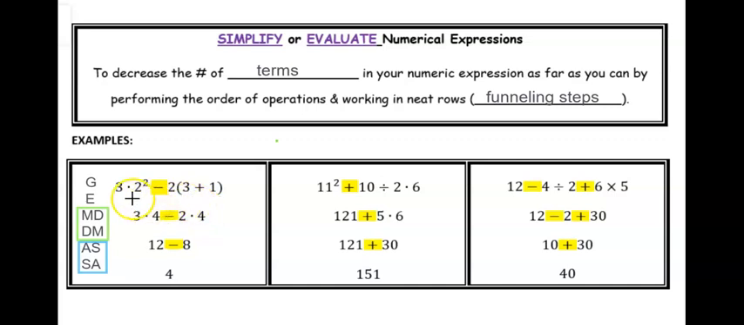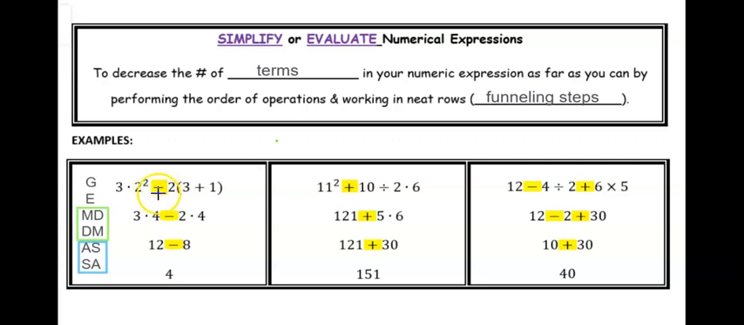So first thing you'll notice is that the minus sign is highlighted in this numeric expression. It's numeric because it's all numbers in my expression, and I have terms. And our terms are separated by the pluses and minus signs. And some of our terms have operations within them. So we're going to have to break that down to help us understand this process. So we have the expression 3 times 2 squared minus 2 times the quantity 3 plus 1. And we highlight our pluses and minus signs to indicate where the terms are.